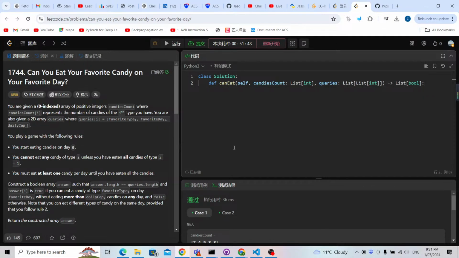Hello, welcome. Let's try to solve another LeetCode problem. 1744. Can You Eat Your Favorite Candy on Your Favorite Day?